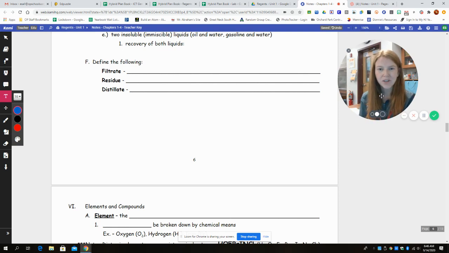Hi guys, welcome back. So we are going to finish off the notes on the bottom of page 6 and on page number 7, okay? Couple other definitions just to get out of the way.